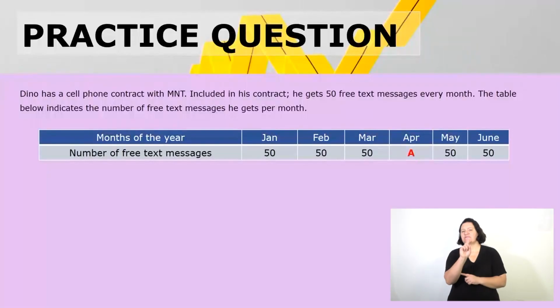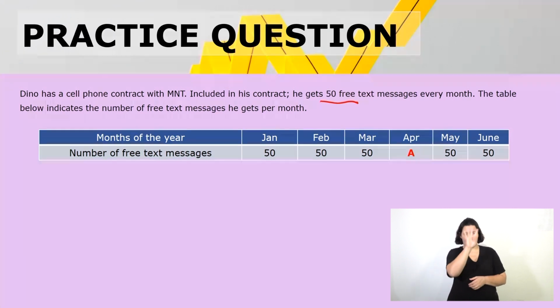And the topic that we'll be working with is patterns and relationships. Here is the first question. Dino has a cell phone contract included in his contract. He gets 50 free text messages every month. The table below indicates the number of free text messages he gets per month.